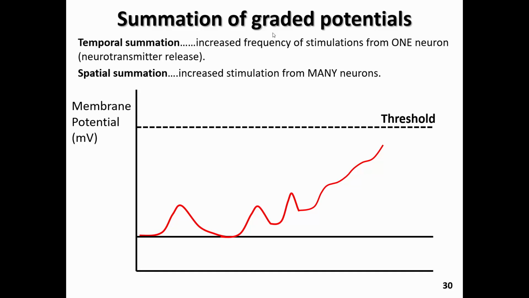The other type of summation that we'll see on the next slide is called spatial, or in space, summation. And that's where the red neuron here receives input from many neurons. In the temporal summation case, we're just going to focus on stimulations from just one preceding neuron.